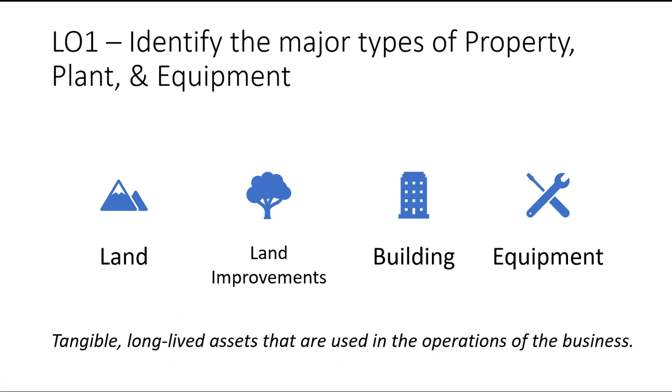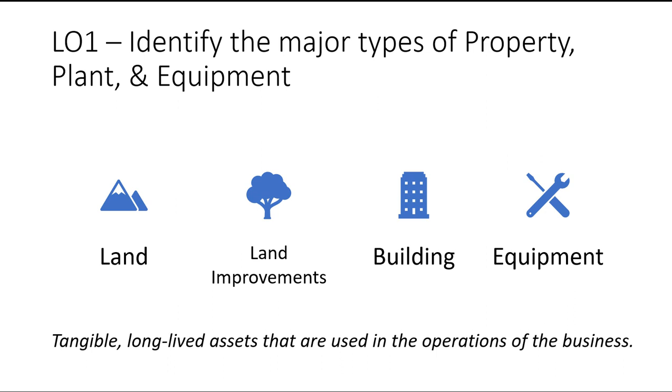All right, so our first learning objective is to look at the major types of property, plant, and equipment. And so there are really four major categories. Now remember that property, plant, and equipment, this is important, are long-lived assets that are used in the operations of the business. So for example, if you have land and you're holding it to sell it as an investment, that would be in another category called investments. This land would be land, for example, that your headquarters is on. So this land is land used in the operations of the business, okay? And land is pretty self-explanatory.